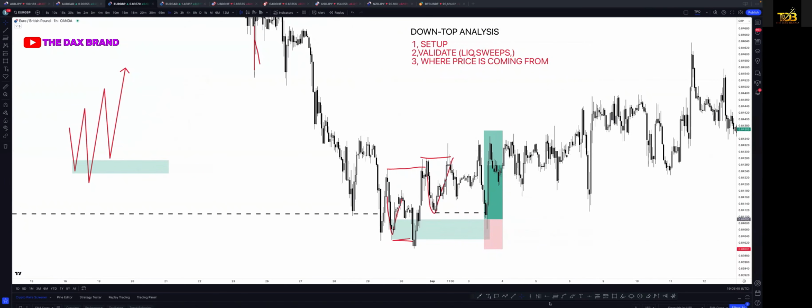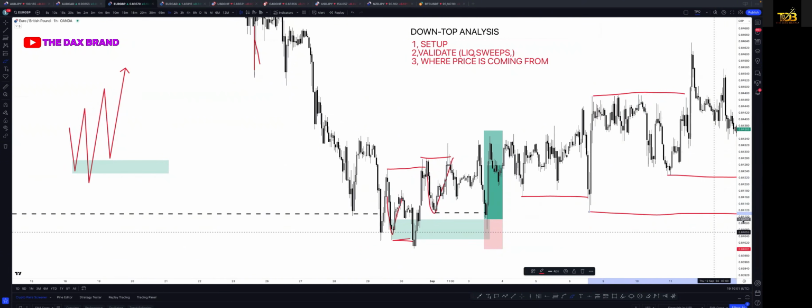Now we can see another setup here, right? We can see a sweep of this low. We can see price taking out this high, right? And we can see this guy has a structural liquidity, and this guy should be protected. So I recall giving out this trade on my Telegram channel, I think on Twitter as well.